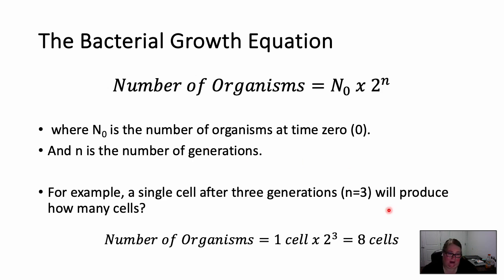So we know that we have 1 cell at time 0. We're going to go through 3 generations. So this is going to be 1 cell times 2 raised to the third, and 2 times 2 times 2 is 8. So we get 8 cells. So either way you decide to do it on the exam and on the homework, you are going to get the same answer. It's just sometimes a little bit easier with the equation versus just doubling it.